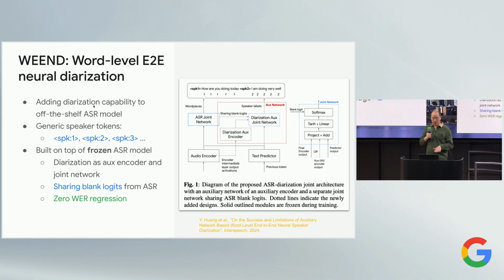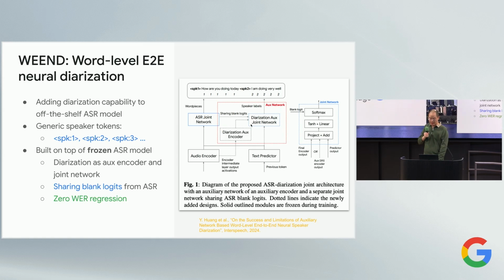That means we want to add new capability to an existing model, which we cannot touch. We have to freeze it in order to not change its already good performance on word error rate. So to do this, we have to freeze the encoder, decoder, and joint network of the ASR model. We introduced two auxiliary networks to the framework, the aux encoder and the aux joint network. We only train these two networks on the diarization dataset, and we keep all the ASR components totally frozen.